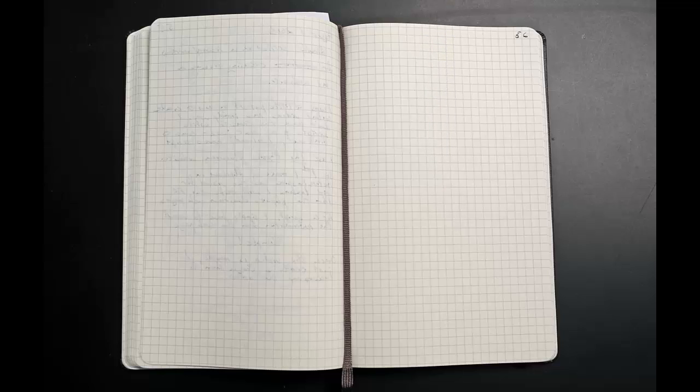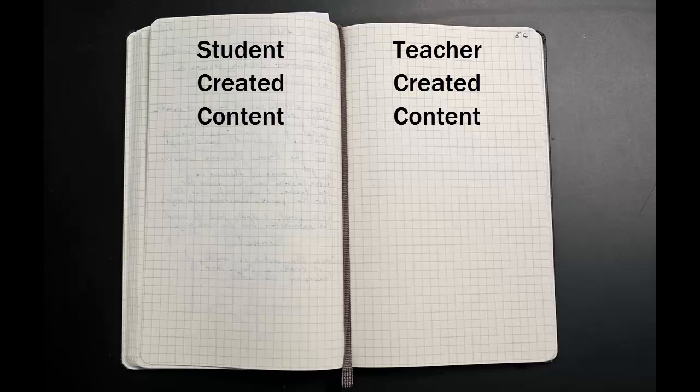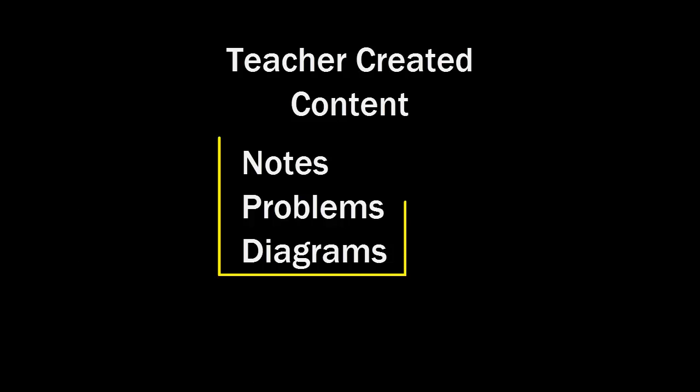Problem is, what do you write down? Well, to make it Cornell Notes, I like to put teacher-created content on the right and student-created content on the left. Well, the teacher-created content is really easy. It's the notes and the problems and the diagrams, whatever it is that we give you. The student-created content is what makes it the Cornell Notes.